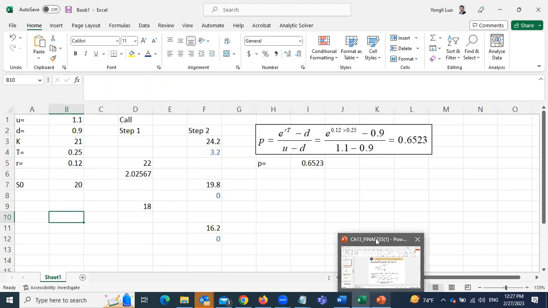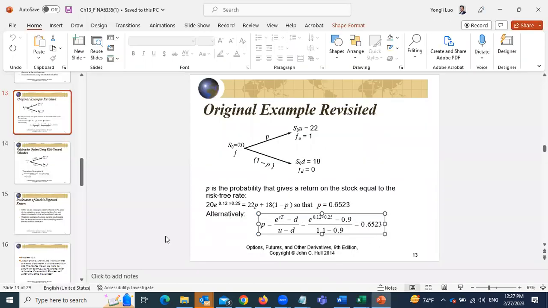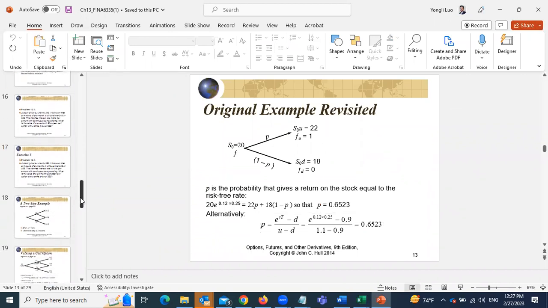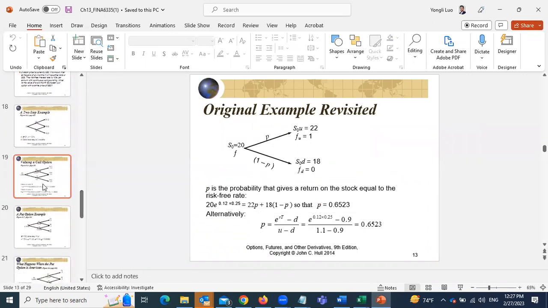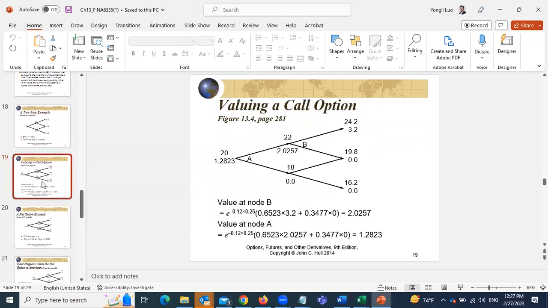Okay, now we go back here and we can see that is the value of node B. Based on that, the price goes up to 22 at step one. The option price actually is 2.02, right? That's how you get 2.02.